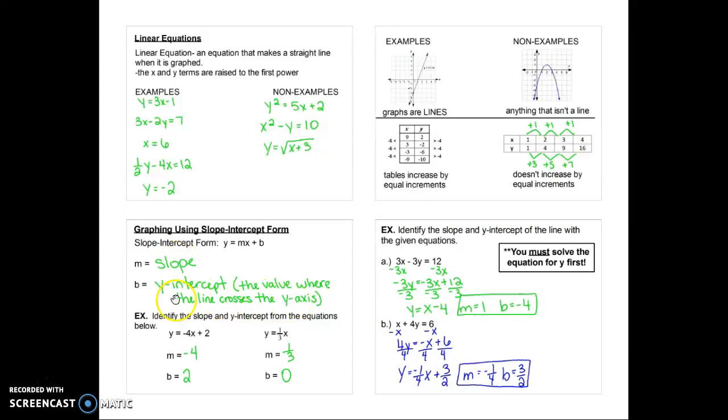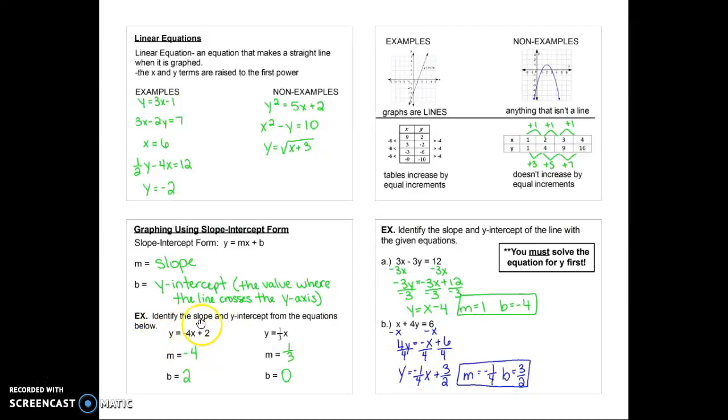Right? They don't tell you this information about the equation, so you need to make sure that you have this memorized. M represents your slope. B represents your y-intercept if it's in this form of y equals mx plus b. Okay, so first part here, we're just going to identify the slope and the y-intercept from the equation.